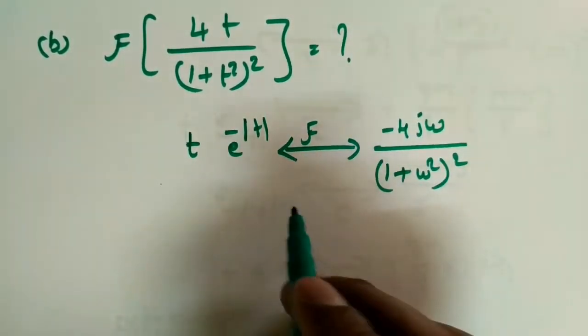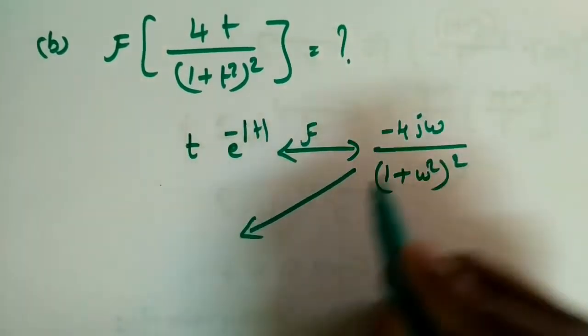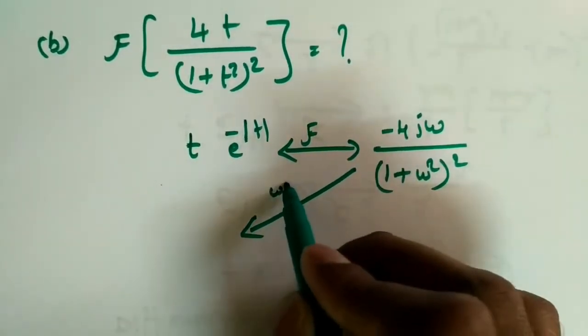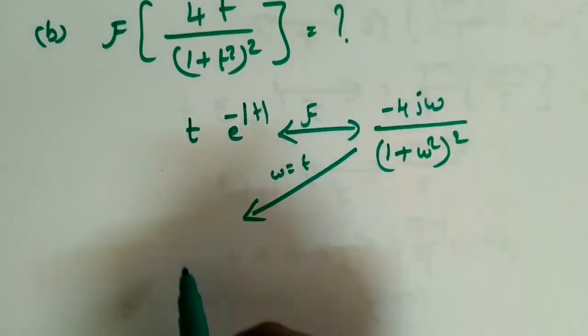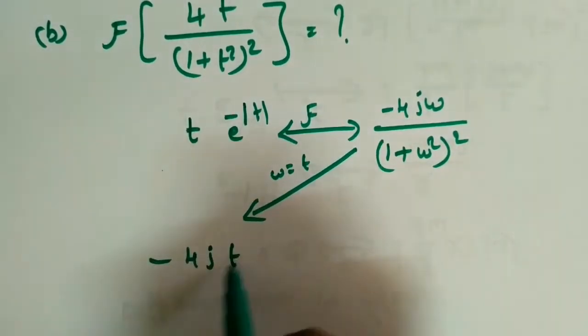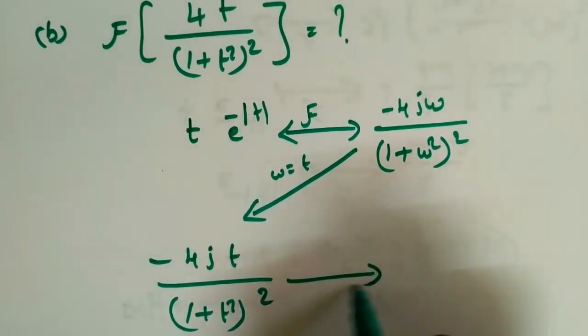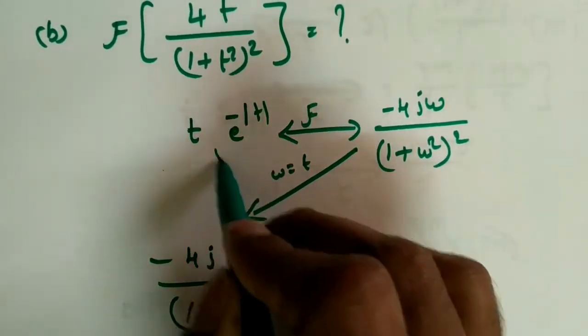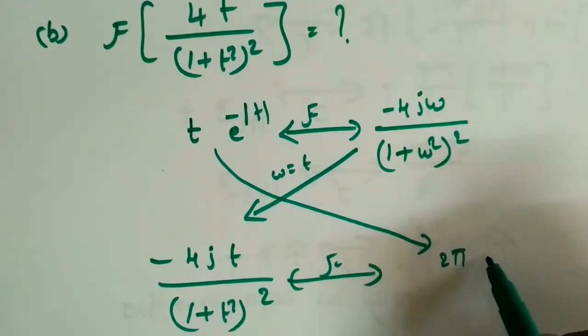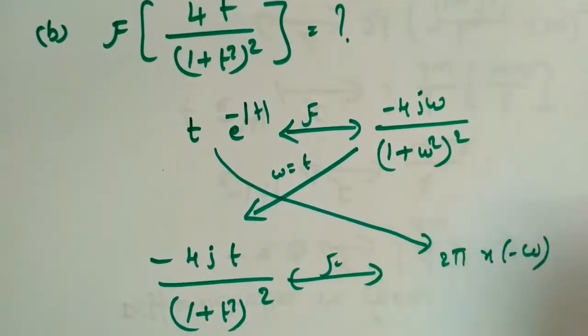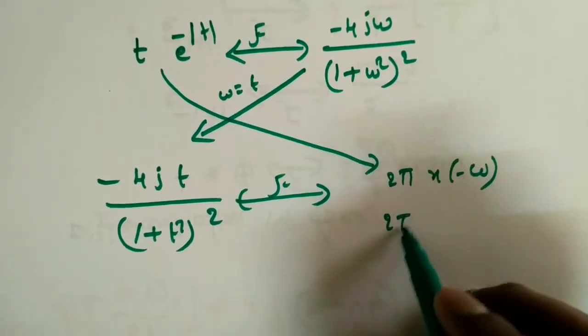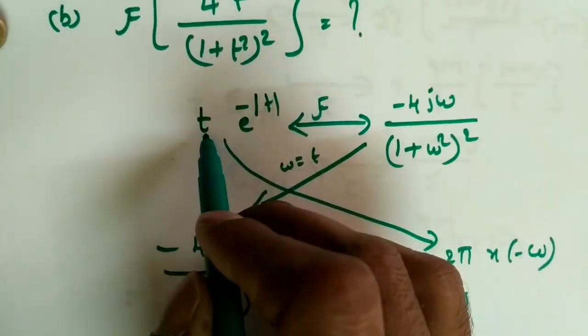Now according to the duality principle, if in place of omega I replace with t, it will become minus 4j t by 1 plus t square whole square. So for this, what is the Fourier transform we will get? We need to use this one, that is 2 pi into x of minus omega. So what is 2 pi into x of minus omega? In place of t, we need to substitute minus omega.